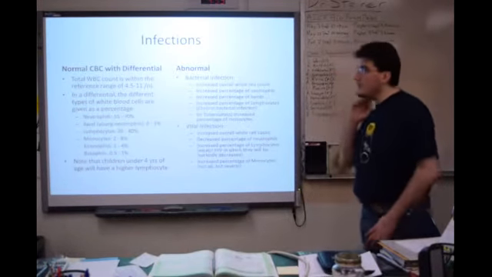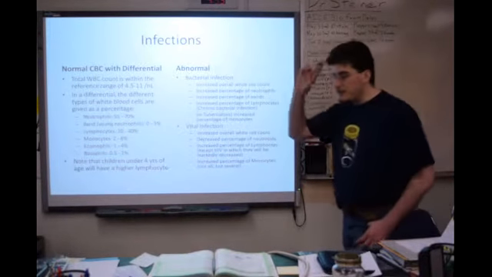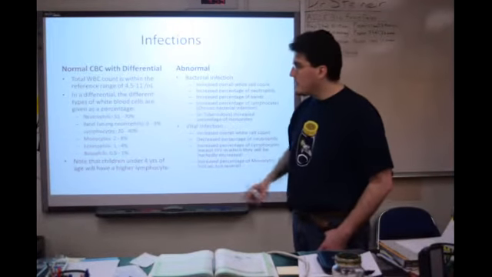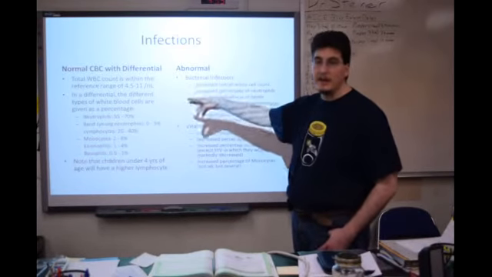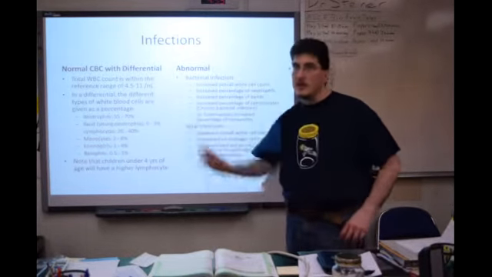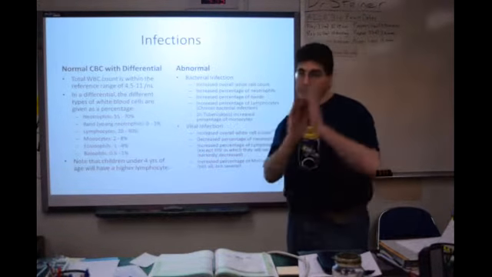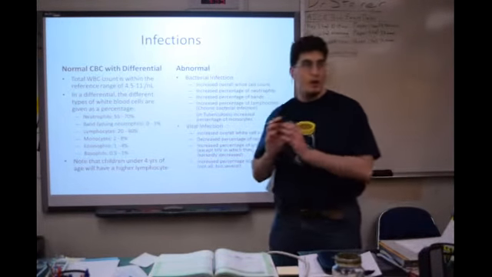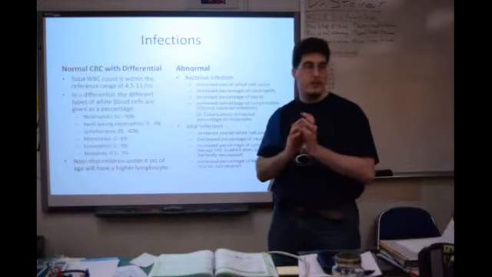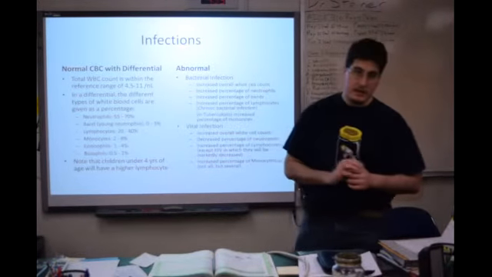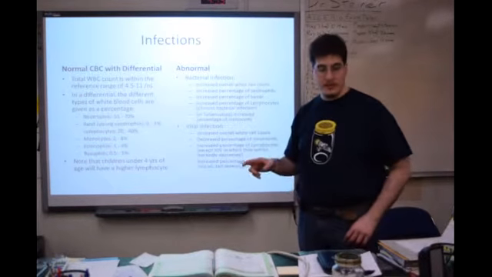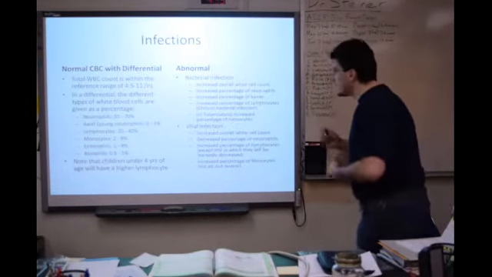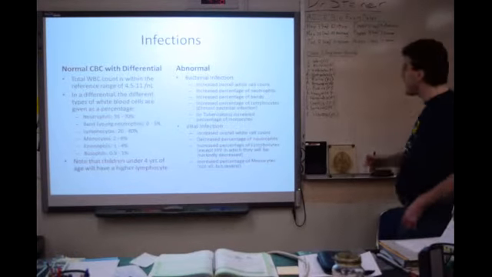A normal white blood cell count with differential. Reminder, the white blood cell count is 4.5 to 11 per nanoliter. I just changed the units. Unit conversion: multiply by 1,000, because it's 1,000 nanoliters per microliter. So you multiply everything by 1,000. Just a reminder on how to do conversions, back to your Unit 2 stuff.